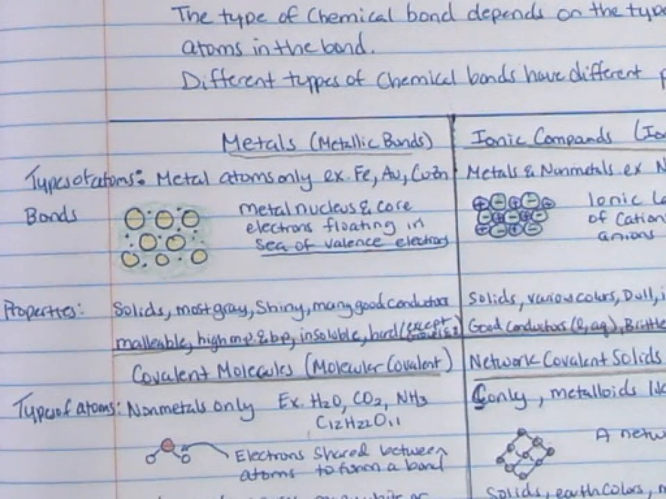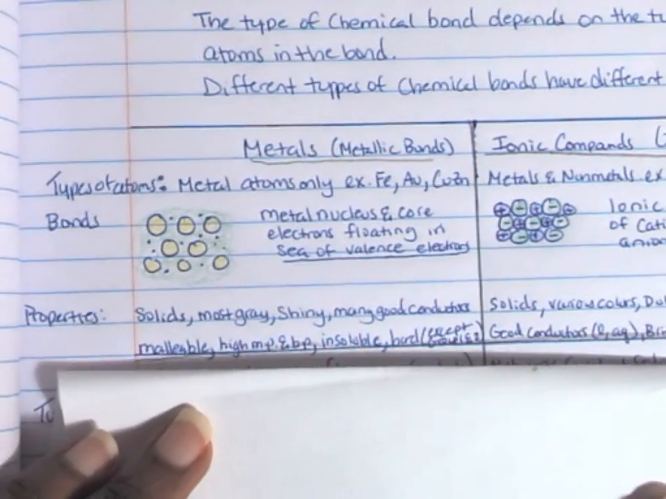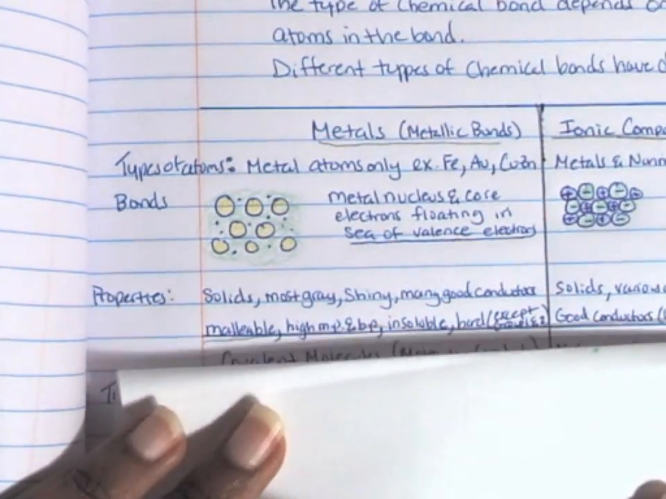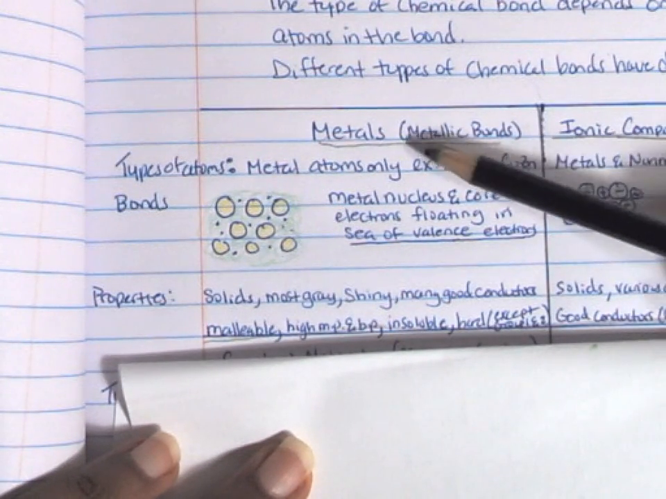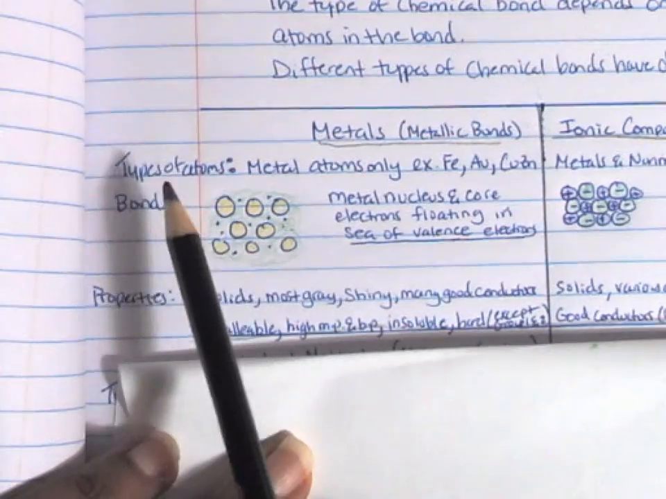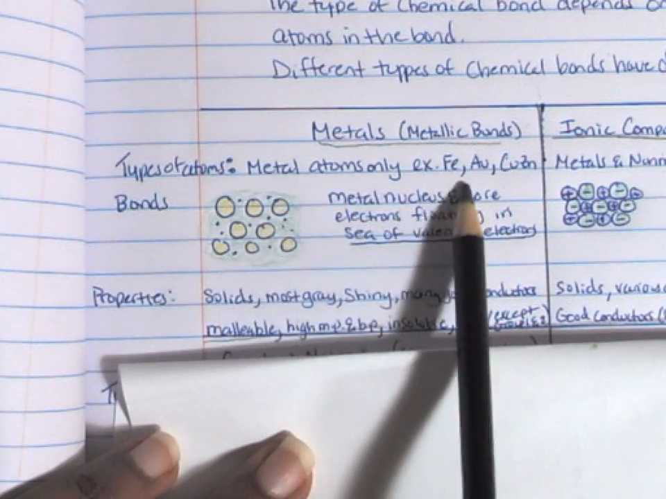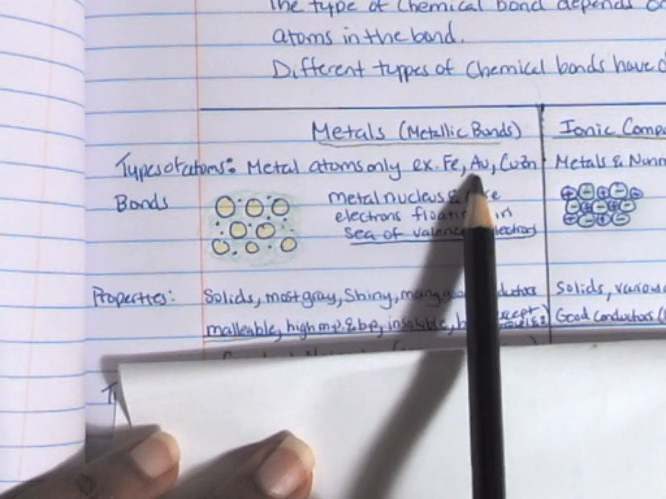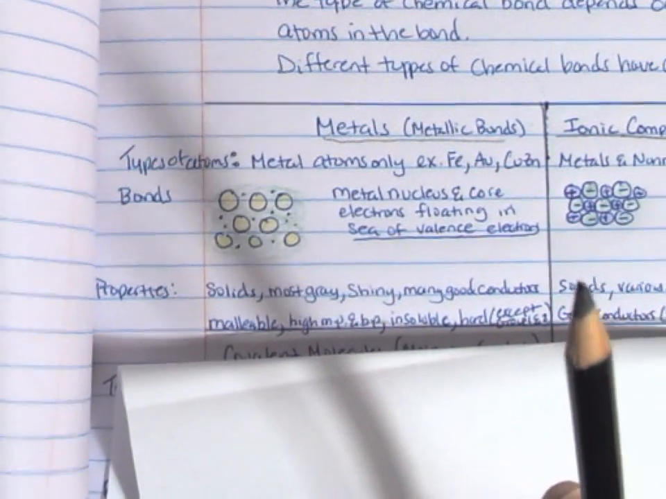And that is the metals, okay? So let's talk about some things about metals. All right, so first of all, metals are made up of metallic bonds. And the types of atoms, if you have a substance that has metal atoms only, then you'll have a metal.